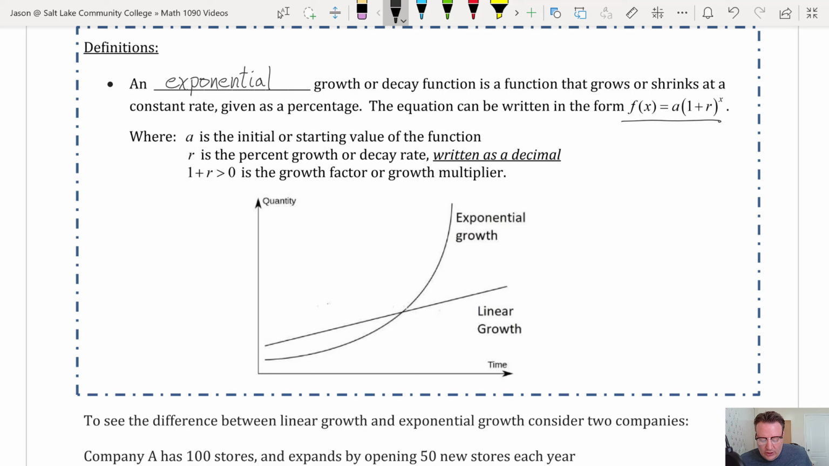And a is the initial or starting value of the function, like often the value of a bank account at time 0 when you first open the account. And r is the percent growth or decay rate written as a decimal. It's important that we always express the growth or decay rate as a decimal. And then the quantity 1 plus r, we call that the growth factor or the growth multiplier.